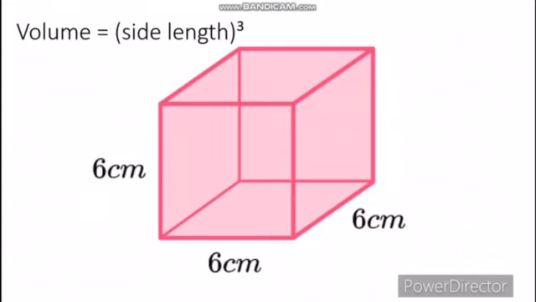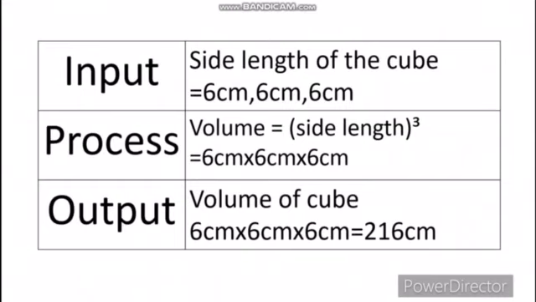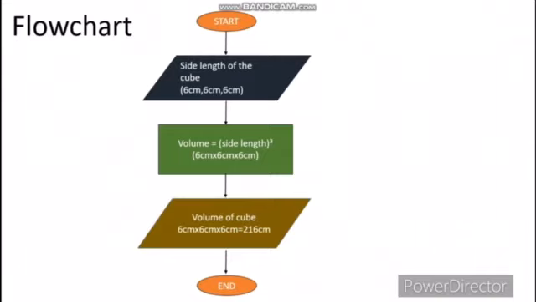And then we give the example that we can use for the problem, which is the side length. Each side length we already give as 6 centimeter. Okay, so this is the IPO for the problem. The input is the side length of the cube, 6 centimeter, 6 centimeter and 6 centimeter, and the process uses the formula volume equals side length power of 3. The output is the volume of the cube, we calculate 6 times 6 times 6, which equals 216 centimeter.